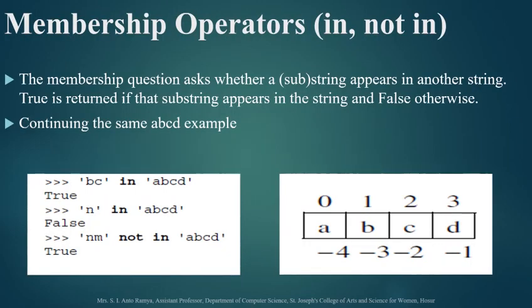Then we are going to see about the membership operators in and not in. Whether a substring is available in a string or not, that we can see. So see the example, BC in ABCD. So BC is available in ABCD, so it is returning true. N in ABCD. So N is not there in ABCD, so it returns false. NM not in ABCD. So NM is not there in ABCD and it is returning true.